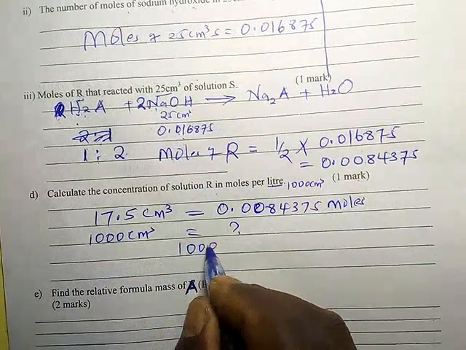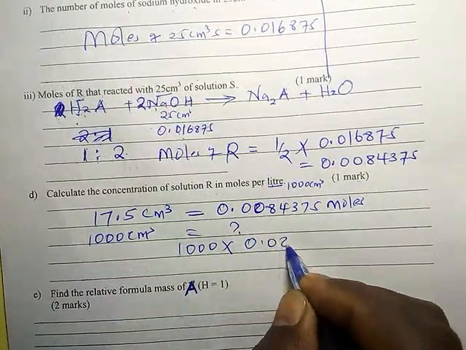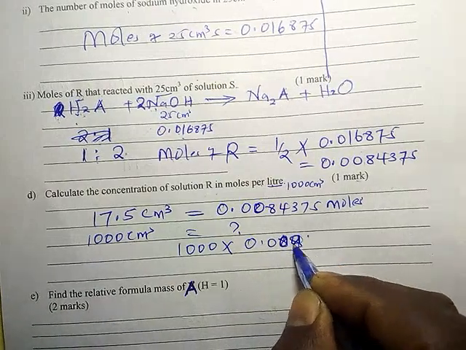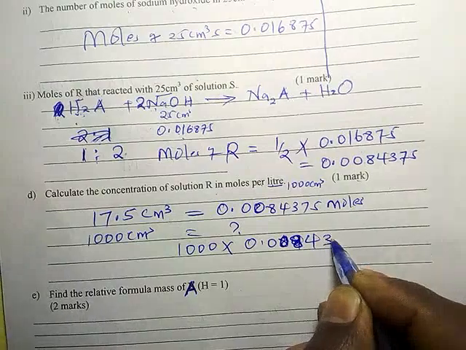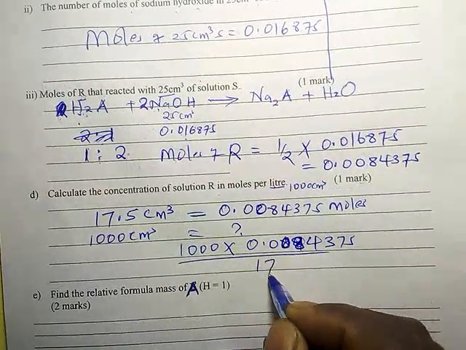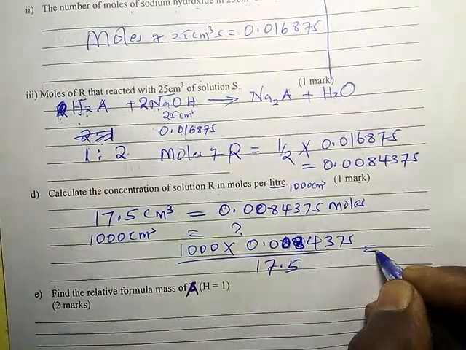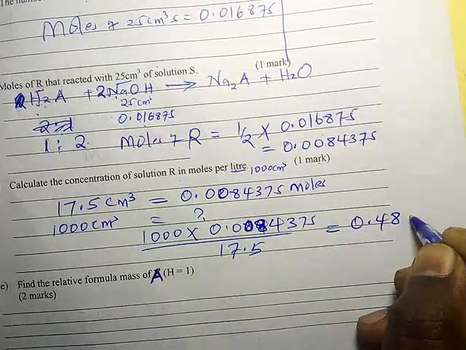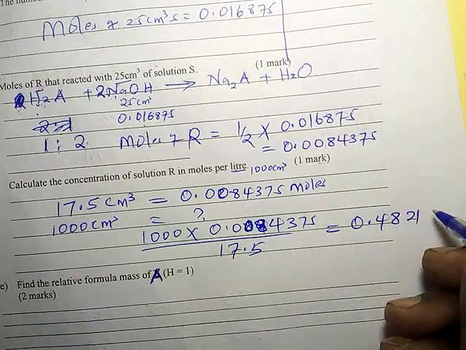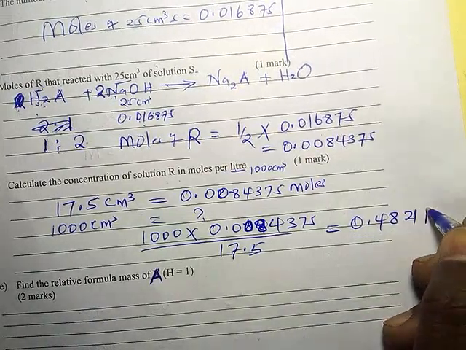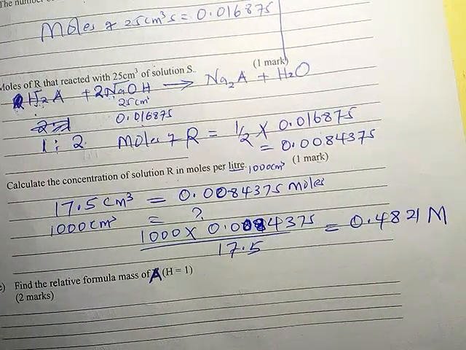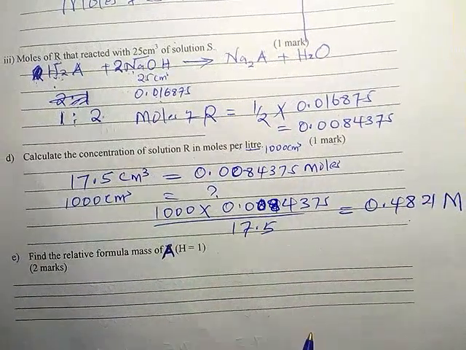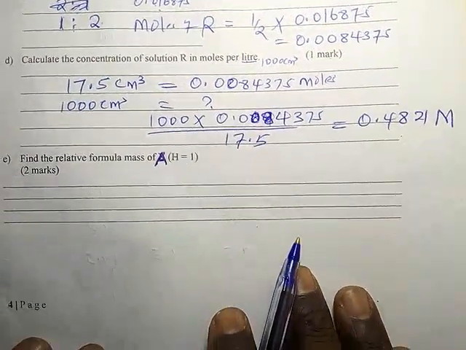So tunauliza 1000 centimeters cube itakuwa na moles kiasi gani? So ni 1000 times 0.0084375 you divide by 17.5. Na hii itatupea 0.4821 moles per liter or capital M. Moles per liter or capital M. So hiyo ndio concentration in moles per liter. Natumai umeipata vizuri.